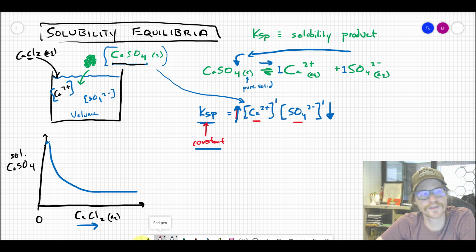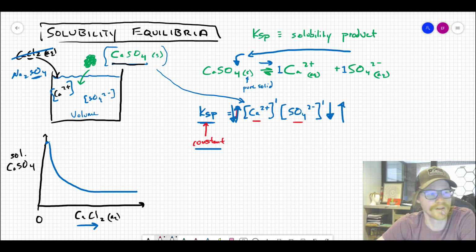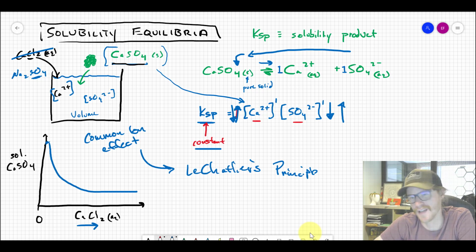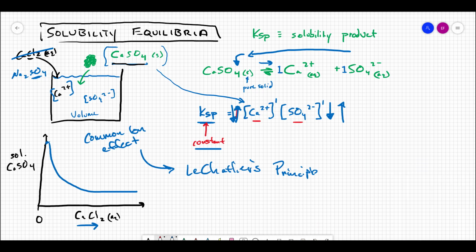The same thing could be true if we were adding, instead of calcium chloride, maybe we were adding, say, sodium sulfate, and in this case sulfate is going up, and that drives calcium back down. The same effect would be observed there. And we call this, again, the common ion effect. And so the common ion effect is really just a specific application of Le Chatelier's principle as it pertains to the solubility of a solid, specifically an ionic solid.